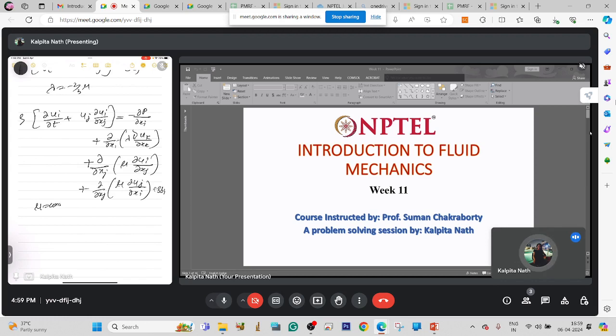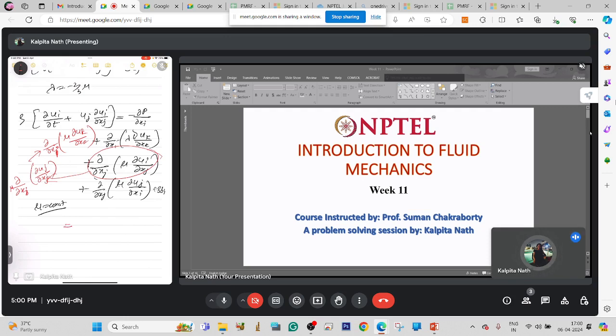Mu is equal to constant, and this term can be written with the indices swapped, as del xj del xi. Mu can be taken outside, del xi del uj del xj. So it can be written in terms of k, and mu can be taken inside again. So if we do that, del xj mu del uk del xk. Sorry, this is i, because whether you write j or k doesn't really matter.